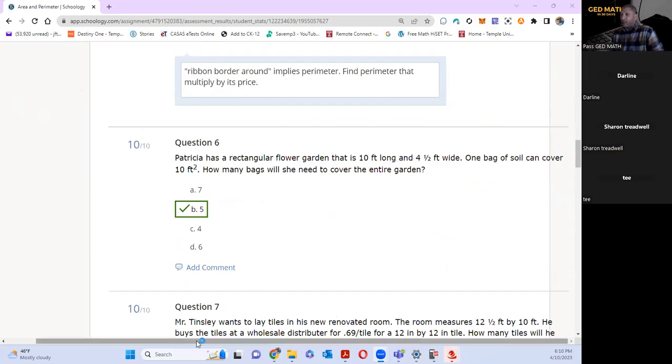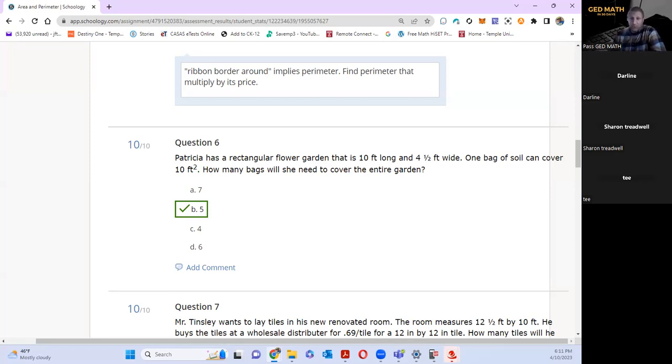A lot of people over the break got this one wrong. Number 10. You got it right. But 3 or 4 other people did this problem over the weekend. Patricia has a rectangular garden that is 10 feet long and 4.5 feet wide. One bag of soil covers 10 square feet. How many bags would she need to cover the garden?